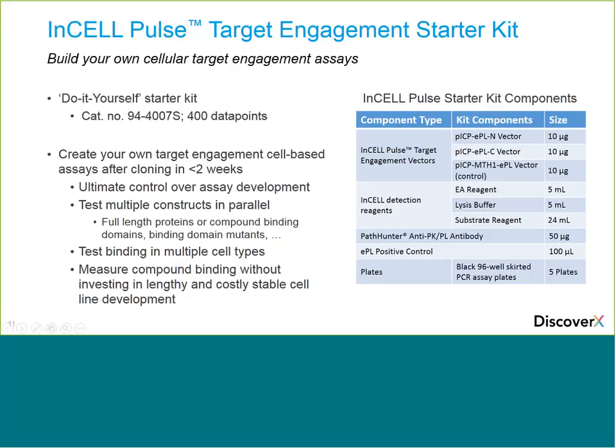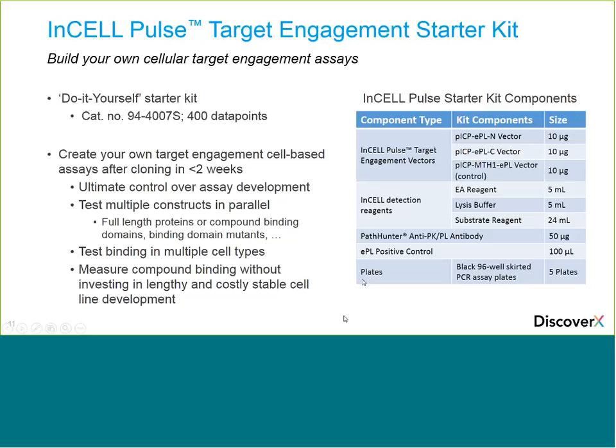So what comes in the kit? So one of the key components is this vector kit. So we provide vectors for cloning your target gene in with an N-terminal or a C-terminal EPL fusion. So putting the tag, the complementing tag on either end of the protein. And importantly, we also can include a positive control vector. So this is an assay that we've already developed for MTH1 hydrolase that works really well. And this should be run in parallel just to make sure that everything's working right. It's a positive control. We include enough detection reagents for 400 data points.